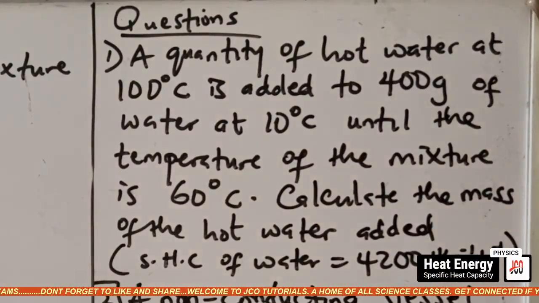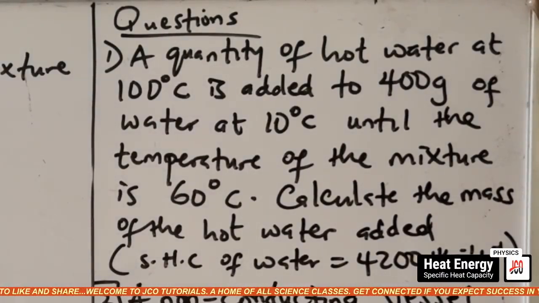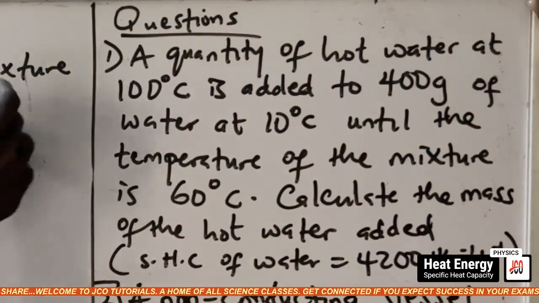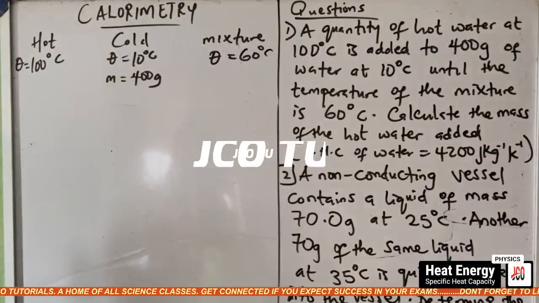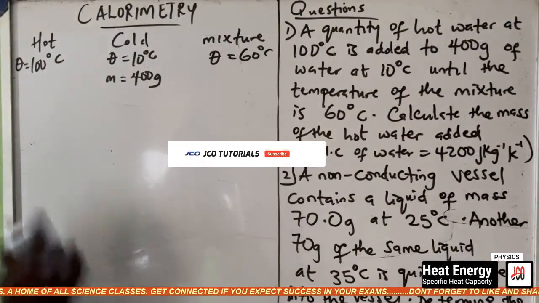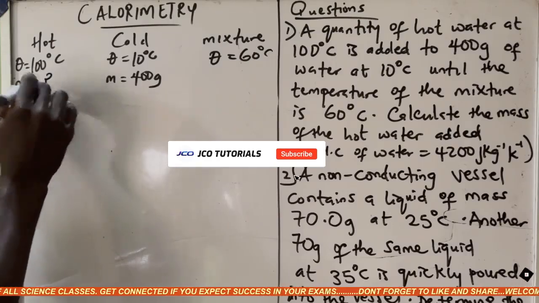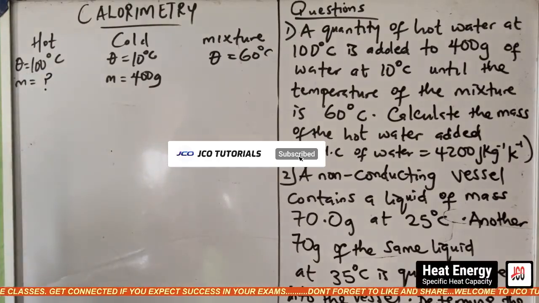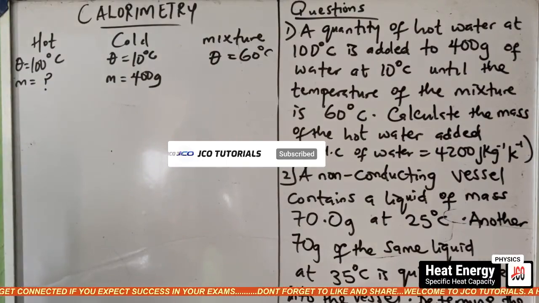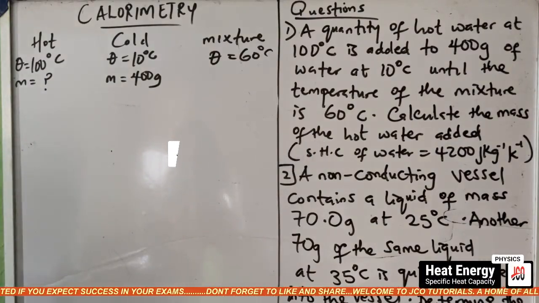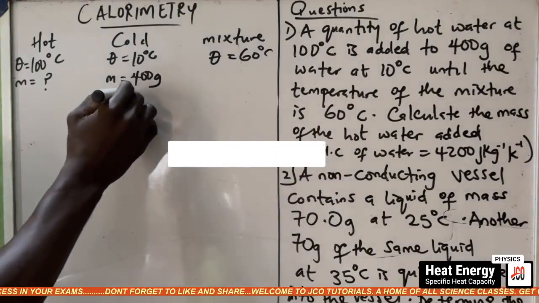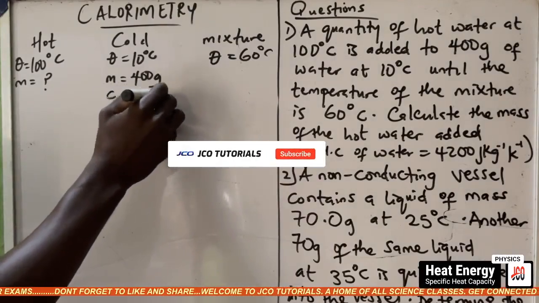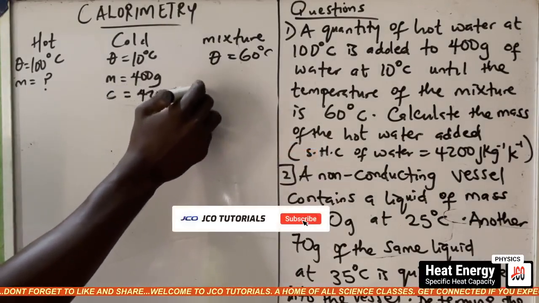So you add water at 100 degrees Celsius to a particular water that has a mass of 400 gram until the temperature of the mixture is 60 degrees Celsius. Good. Calculate the mass of the hot water added. So what we are looking for now is the mass of this hot water that was added. The specific heat capacity of water is 4200 joules per kilogram per Kelvin.